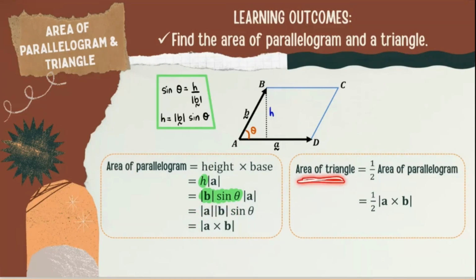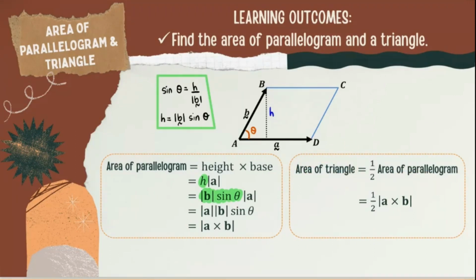For the area of triangle, from the area of parallelogram, we only need to divide by 2. Why? If we cut it by 2, we get the area of triangle. Or if we cut here also it is the same, we still get a triangle shape. So that is why it will be the area of parallelogram divided by 2, we get the area of triangle. Okay, as simple as that.